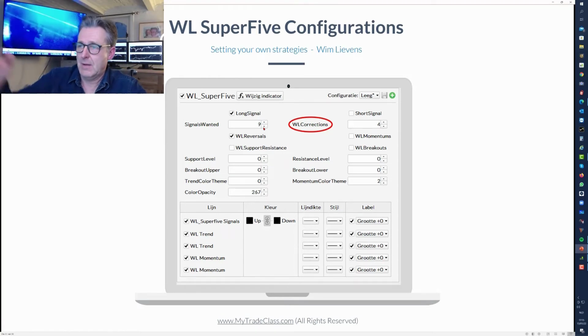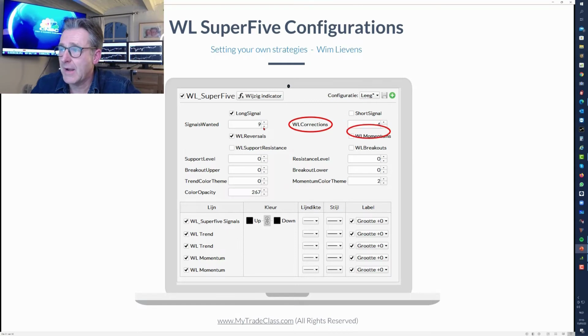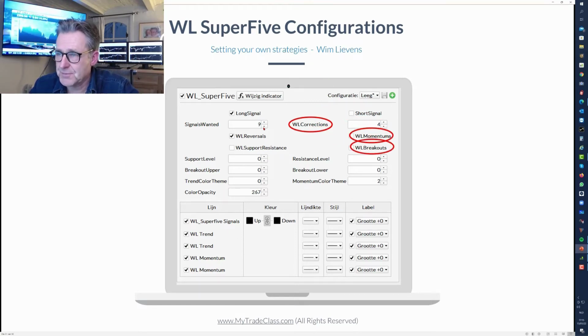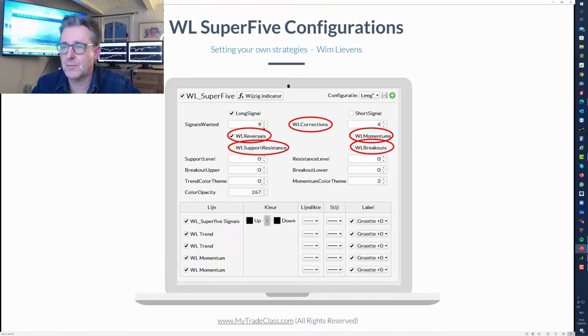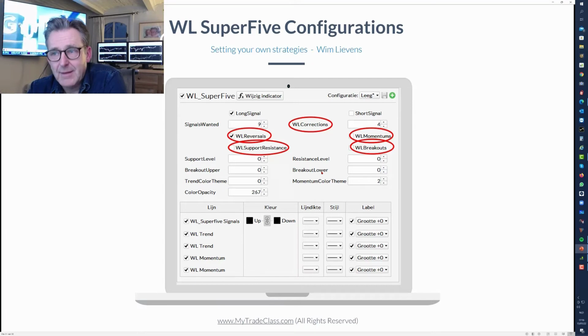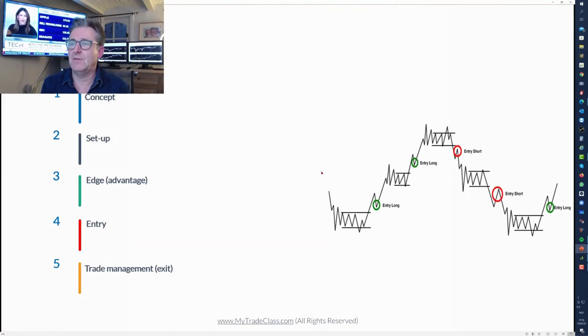Now I have corrections, momentum, breakouts, reversals, and support and resistance tests. And of course, with support and resistance and with breakouts, you see this here: support level, resistance levels, breakout upper, breakout lower. I have to set the level. So I can actually draw an area, and when I get certain signals within or just outside that level for breakouts, the platform will give me an alert. That is how it is built.